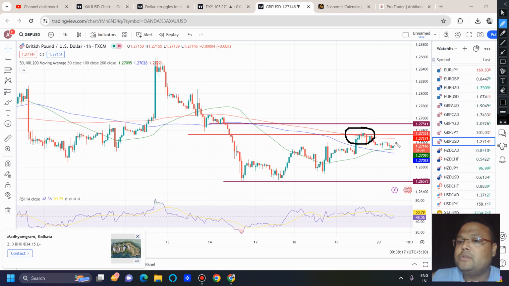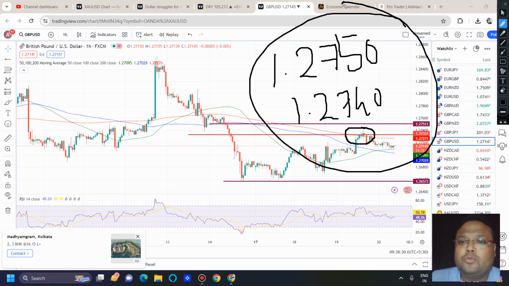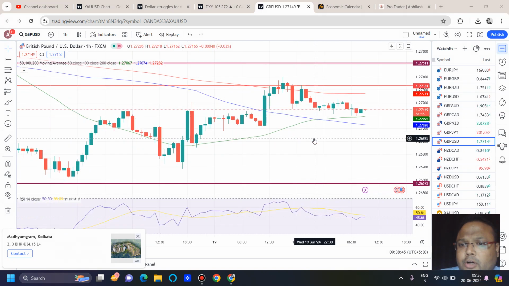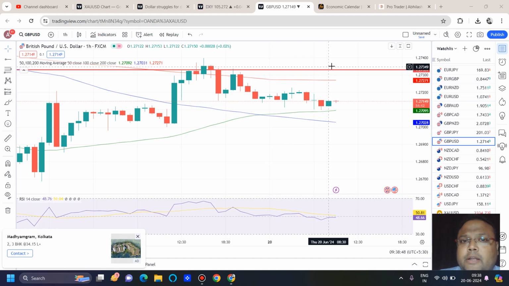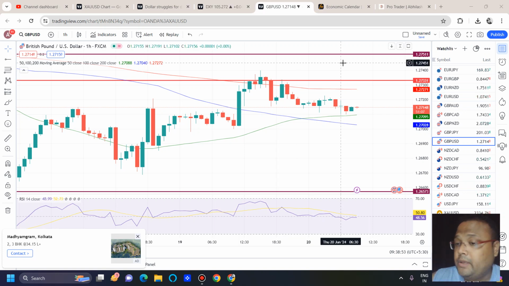So today, if the market goes up before the US session, we can look for a sell around 1.2750 to 1.2740. This is still the resistance zone for us. Yesterday we discussed why it will be resistance: because of Fibo 38.2 and the Fibo 50% retracement level. These factors are still very much valid, and we can clearly see on the chart that we do not have much volume in the market right now.